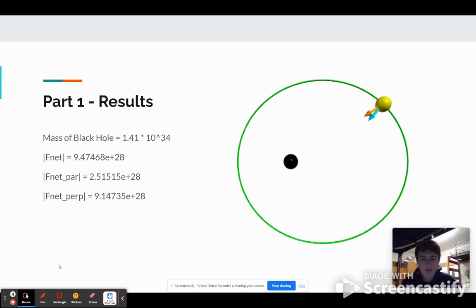Here are our results. There's a picture of the model once it is run all one time. The mass of the black hole was found. The formula in the code printed it out over and over again, and I just averaged it to get the best possible result, because it's not the same every time, because it's not in the middle of the circle. So the calculation is a little bit off.